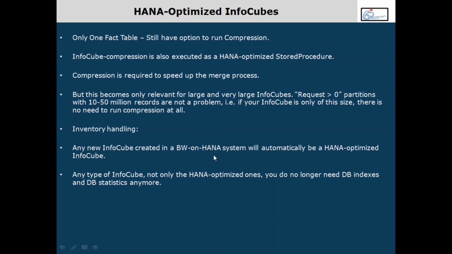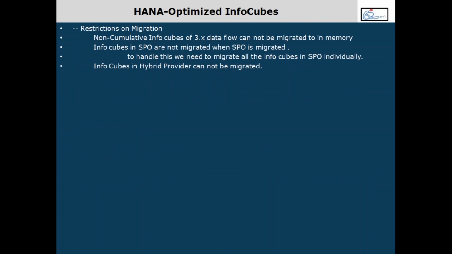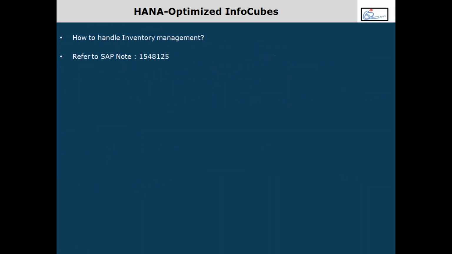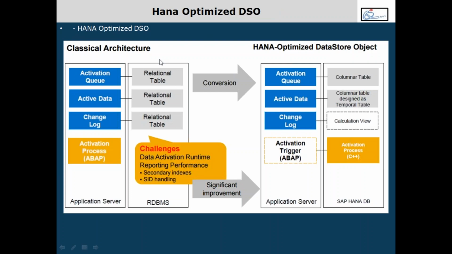Inventory handling: a new InfoCube, BW on HANA, is automatically used for handling inventory also. A HANA optimized cube can also handle inventory. And in case of a HANA optimized cube, we don't really need the DB indexes or DB statistics. You don't have to build indexes on this HANA optimized cube or DB statistics to handle query performance. It will be taken care of. To know about handling inventory on a HANA optimized cube, refer to note 1548125. That's it.